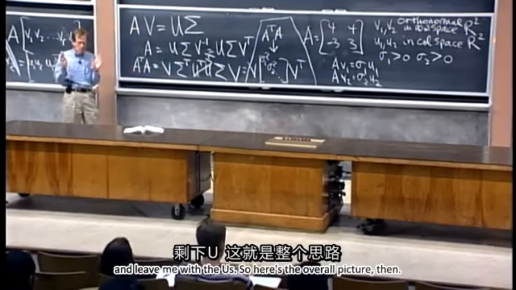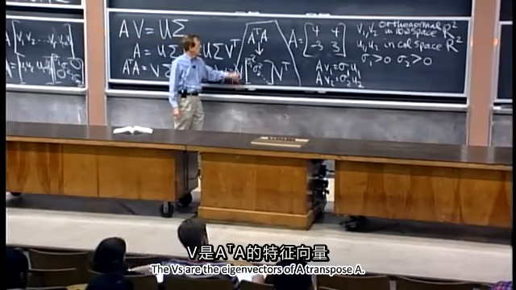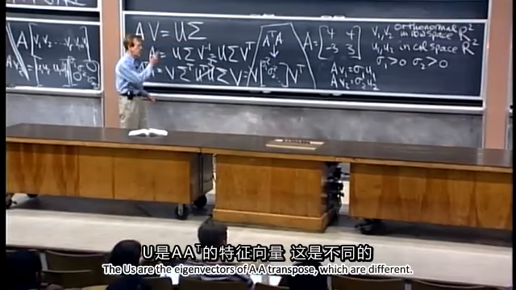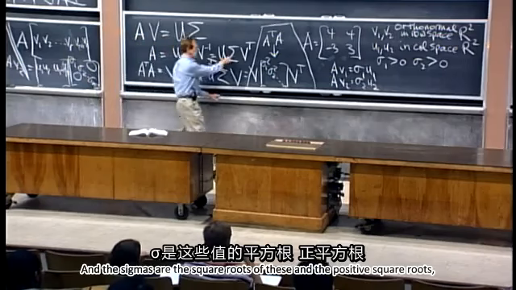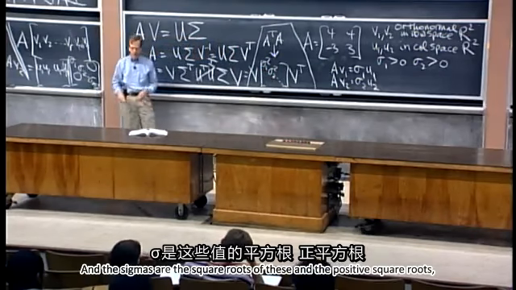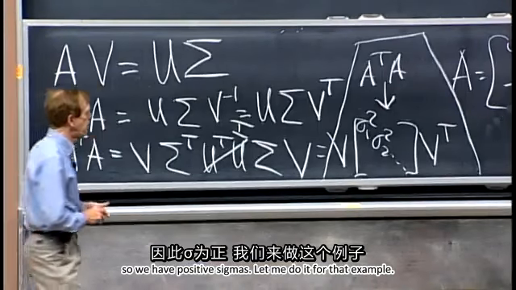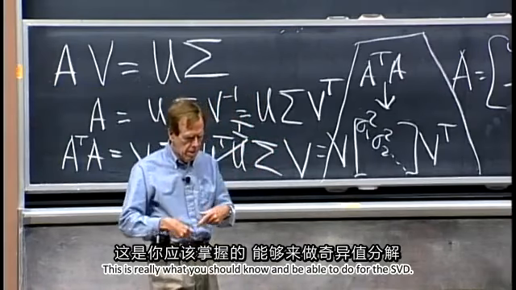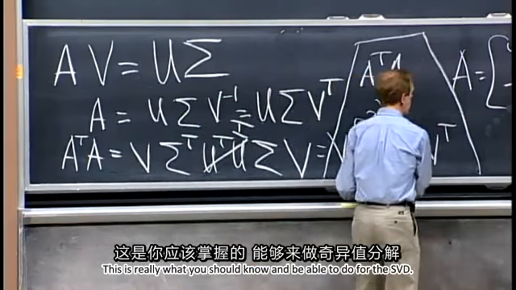So here's the overall picture then. The V's are the eigenvectors of A transpose A. The U's are the eigenvectors of AA transpose, which are different. And the sigmas are the square roots of these, and the positive square roots, so we have positive sigmas. Let me do that for that example. This is really what you should know and be able to do for the SVD.